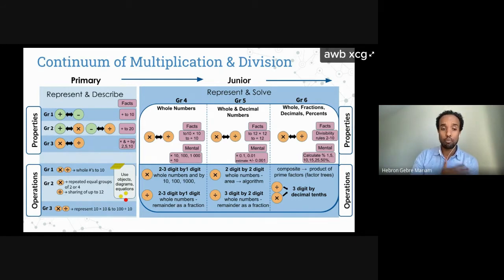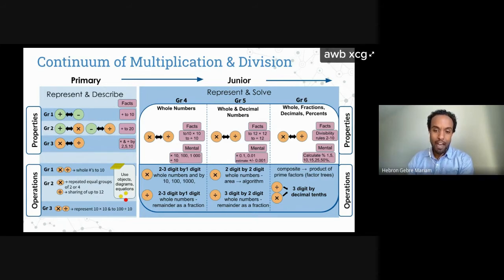You'll see that in primary, in the property section, which is the top half of our visual here, students are engaging with, representing and describing. Particularly, they're engaging with the connections between various specific operations. In junior, they're engaging with multiplication and division across 4, 5, and 6, in the properties of these 2 operations and the relationships between them. Again, when you're thinking big picture, we are transitioning students from thinking additively in primary to thinking multiplicatively in grades 4, 5, and 6.